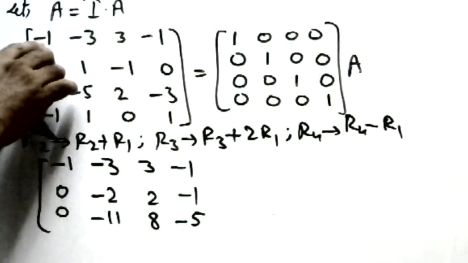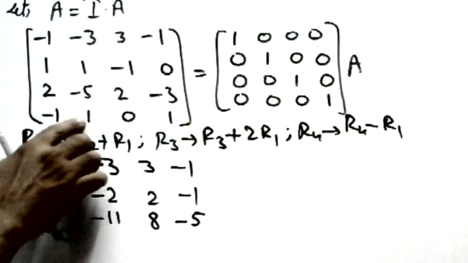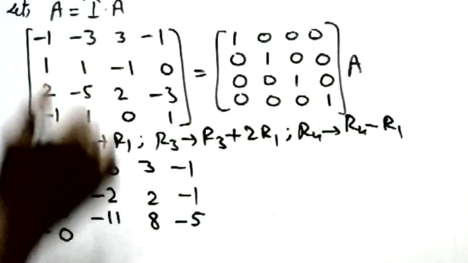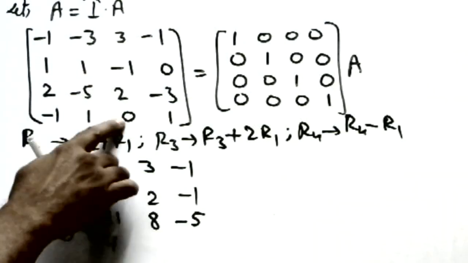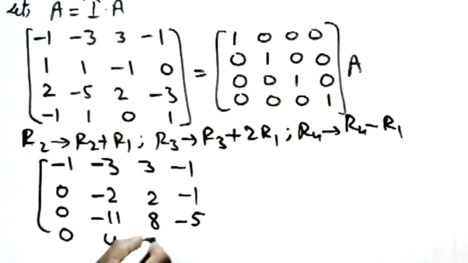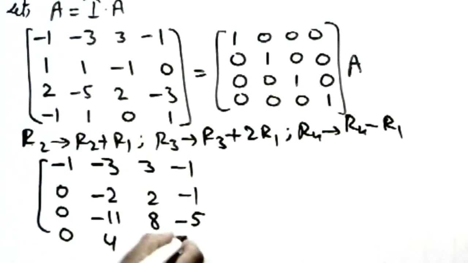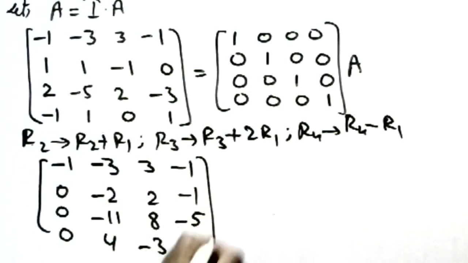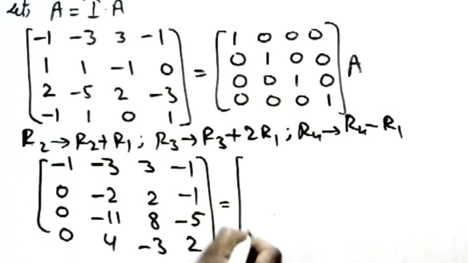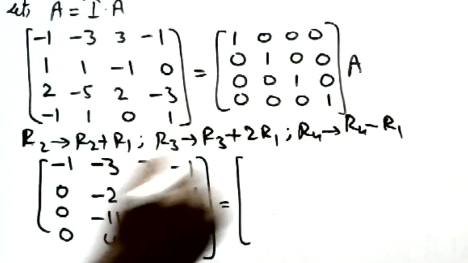So now the last step is R4 minus R1. Minus 1 minus 1 is plus 1, 0. 1 minus 1 is plus 3. 1 plus 3 is 4. 0 minus 3 will be minus 3. Now lastly, 1 minus of minus, plus 1. 1 plus 1, 2. In the same way here also we have to change like this only.